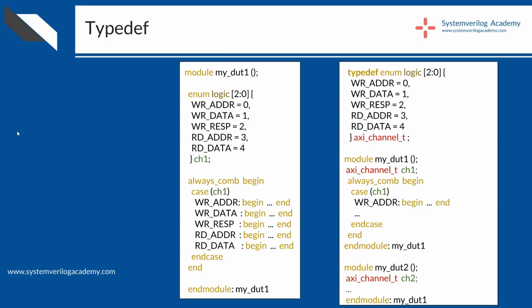Once you define the enumeration as a new data type, you can declare variables of that type any number of times in any modules. Here a typedef was added to the enumeration with the name axi_channel_t. It is good practice to name all the type definitions with _t at the end to indicate that it is a type definition. Type definitions are usually used with structures and enumerations.